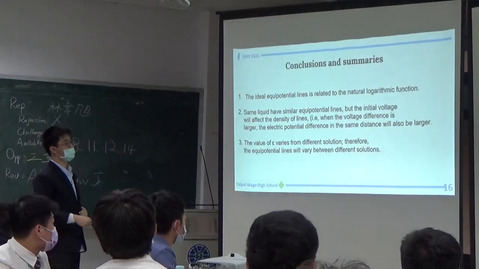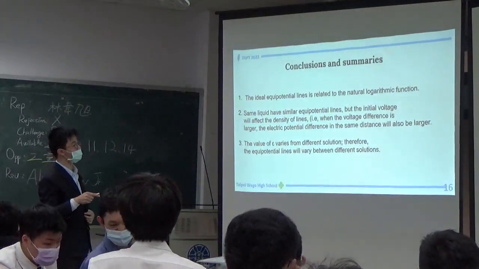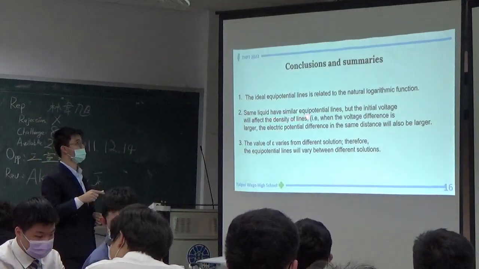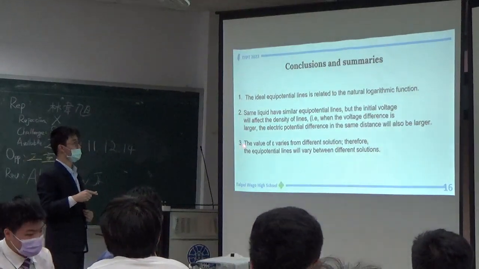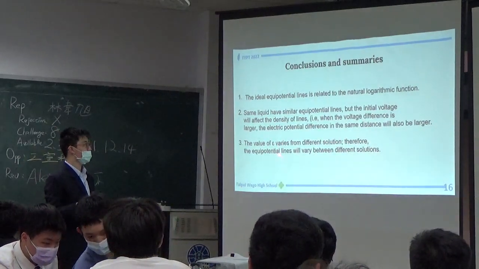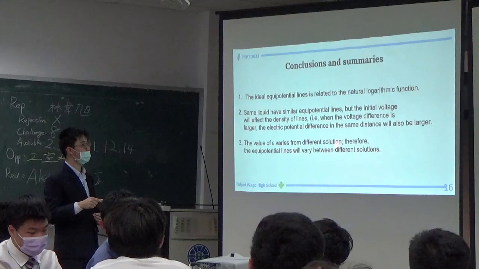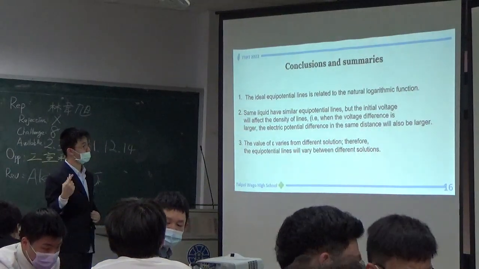And these are our conclusion and summaries. First, the ideal potential line is related to the natural logarithmic function. Second, the same liquid has similar equal potential lines, but the initial voltage will affect the density of the lines. And last, the value of epsilon, which is associated with the solution type, will be different. Therefore, the equal potential lines will vary between different solutions.